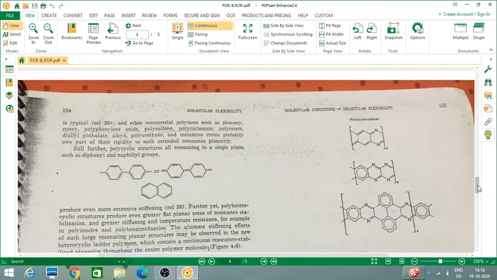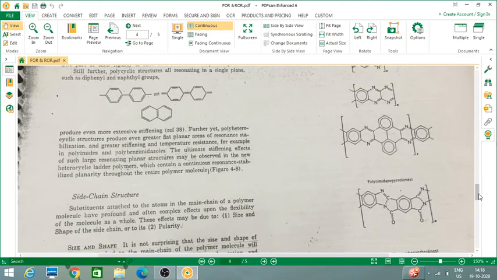Still further, polycyclic structures resonating in a single plane, such as diphenyl and naphthyl groups, produce even more extensive stiffening. So more resonance planarity means the material is more stiff, and therefore restriction of rotation increases. Further yet, polyheterocyclic structures produce even greater flat planar areas of resonance stabilization and greater stiffening and temperature resistance. For example, in polyimides and polybenzimidazoles, the ultimate stiffening effects of such large resonating planar structures may be observed in the new heterocyclic ladder polymers, which contain a continuous resonance-stabilized linearity throughout their entire polymer molecule. Now, side chain structure.